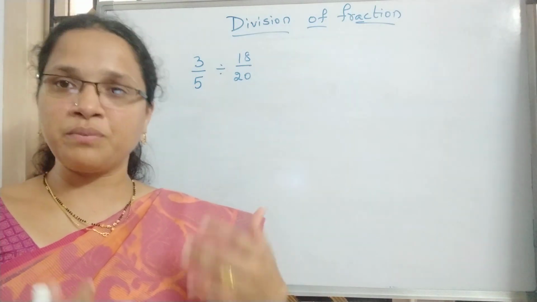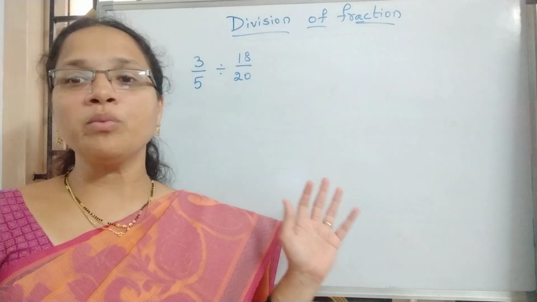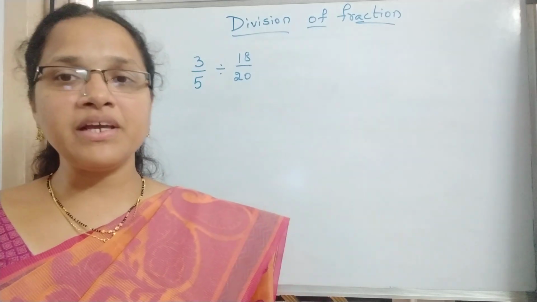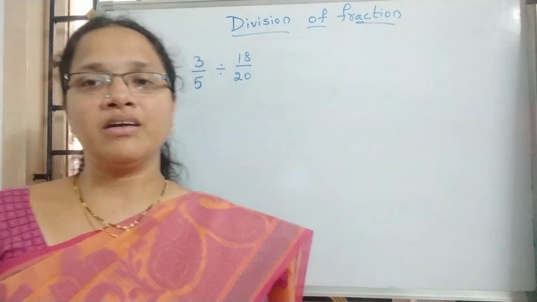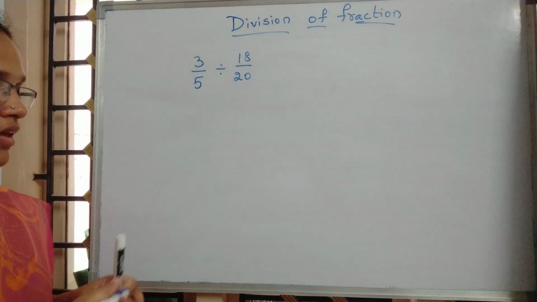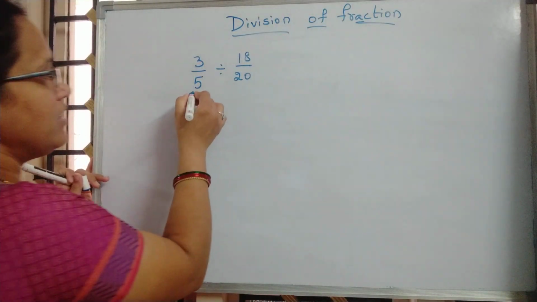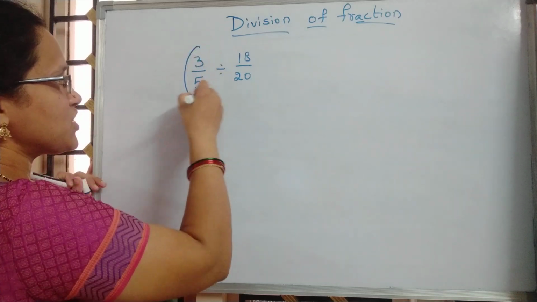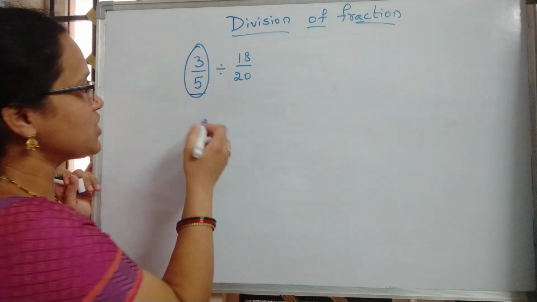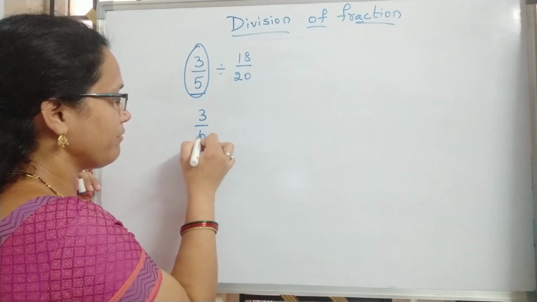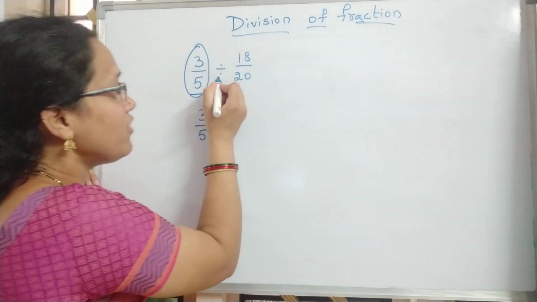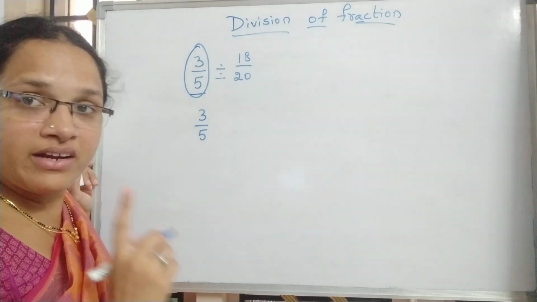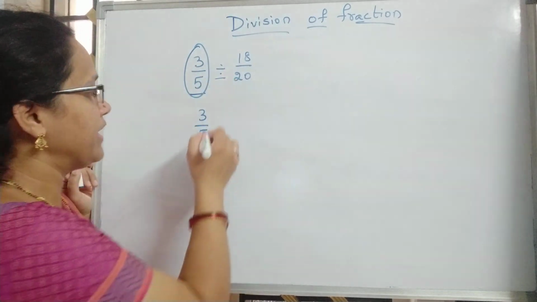As we saw in the previous video, you know how to multiply fractions. So multiplication is the only procedure that we can follow to solve both multiplication and division. Firstly, write the first fraction which is given as it is. And now convert the symbol of division, write the symbol of division as multiplication.